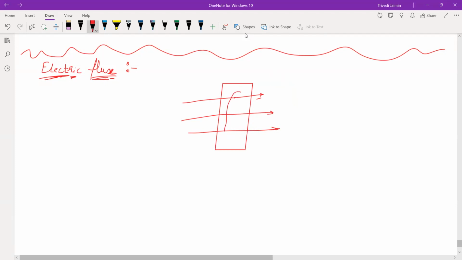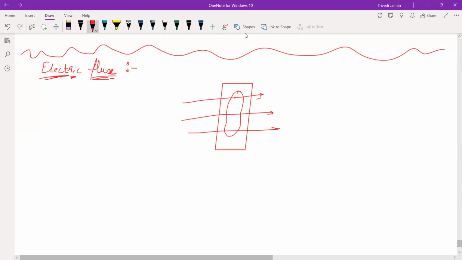So, the number of field lines passing through that area. If you remember, you studied electromagnetic induction in 10th standard also. I'll give you an overall idea of this. Whenever field lines pass through that area, there will be a fluctuation in the magnetic field, and that fluctuation in the magnetic field will induce the current.